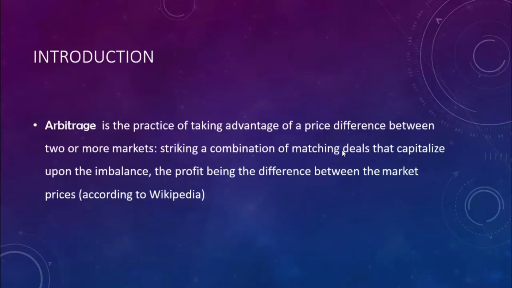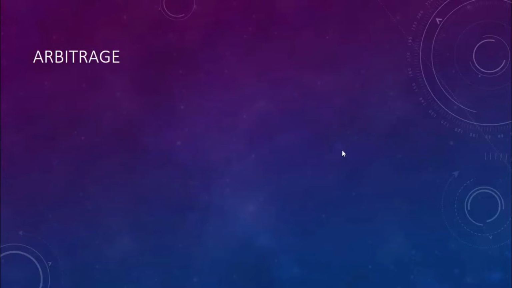So arbitrage is the practice of taking advantage of a price difference between 2 or more markets. So striking a combination of matching deals that capitalize upon the imbalance, the profit being the difference between the market prices. This is a definition according to Wikipedia. Probably I've lost you somewhere along the way. If I had heard this definition for the first time, I would probably have understood nothing. But it's actually very, very simple, and let me explain in the next slide how this exactly works.